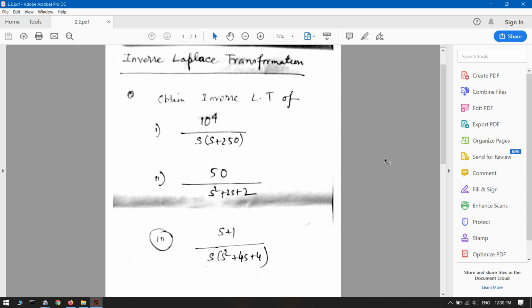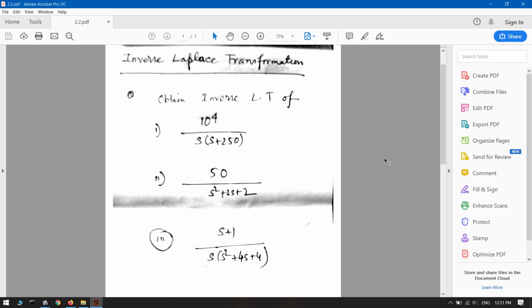But that method you can easily use, because that is also 1 by s square plus omega square. That formula you have, and some shifting. So you can do that. There is no harm. In this method, actually, we have applied the partial fraction method. That's why you are thinking in this case it is a little bit complicated. In that case, you can go for sinusoidal multiplied by e to the power something, isn't it?